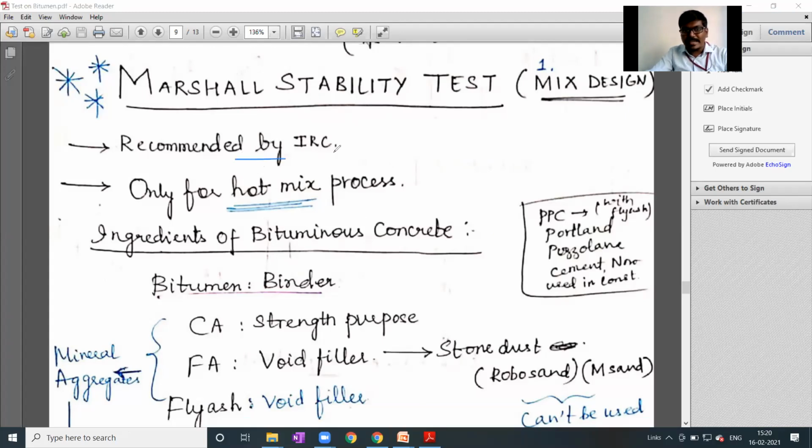This is recommended by the Indian Roads Congress only for the hot mix process. Nowadays we are using cold mix also, which we usually call warm mix asphalt. That is the trend now: warm mix asphalt or cold mix asphalt.